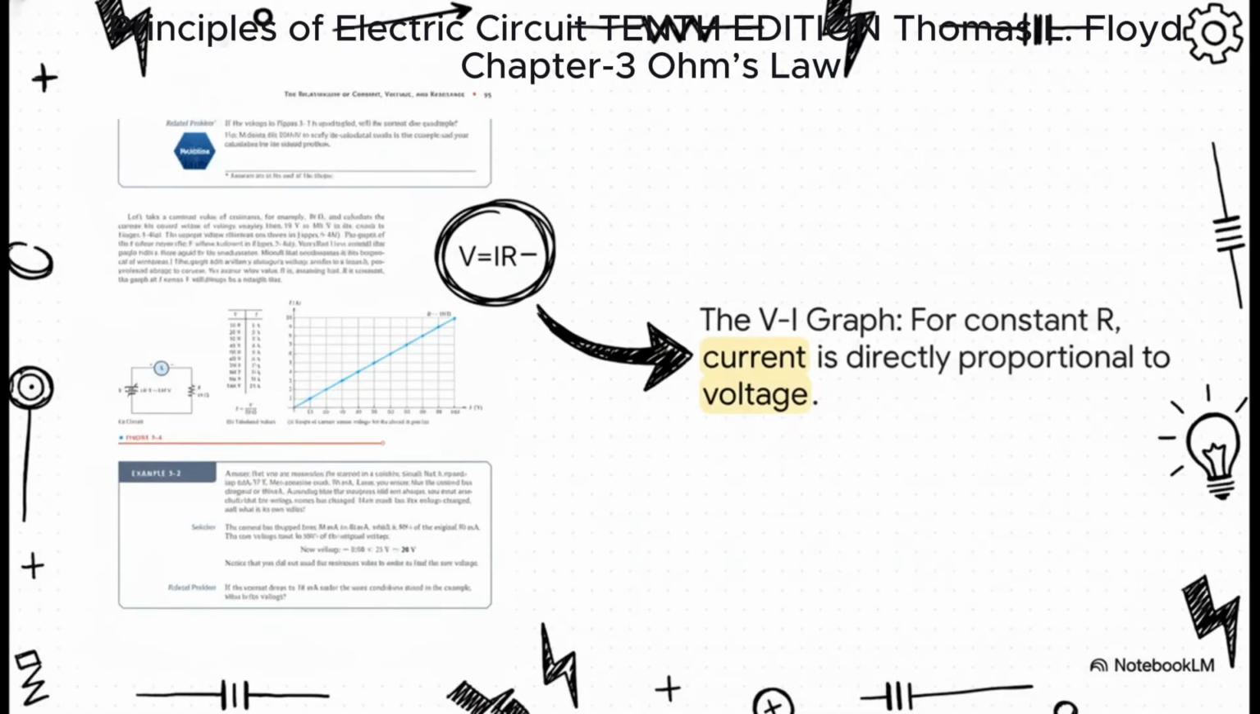It shows us something incredibly powerful. For any given resistor, the relationship between voltage and current is, well, it's perfectly predictable. It's a straight line. That means if you double the voltage, you can bet you're going to get exactly double the current. That perfect linearity, that's the real magic of Ohm's law.